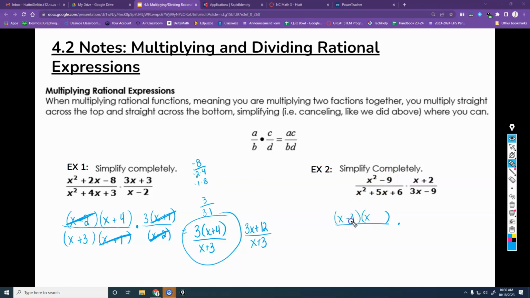I want to do negative 3, positive 3. Okay? Because negative 3, positive 3 will give me 0 in the middle, and that's what you want to have happen. Negative 1 and negative 9 would give me the negative 9, but it'll give me an 8 in the middle.